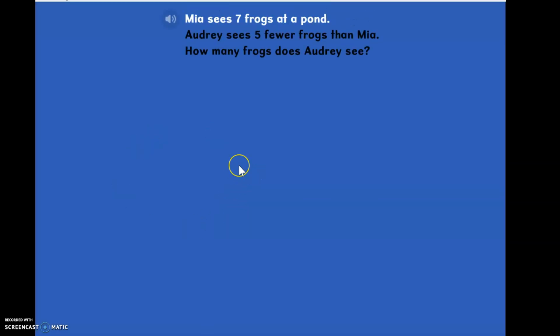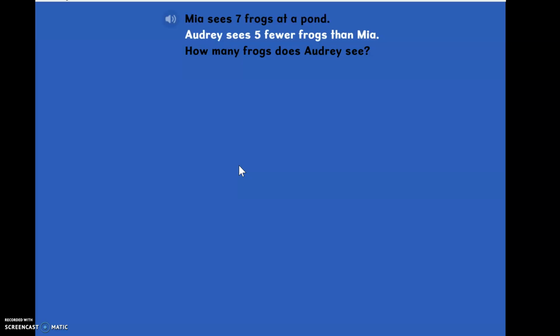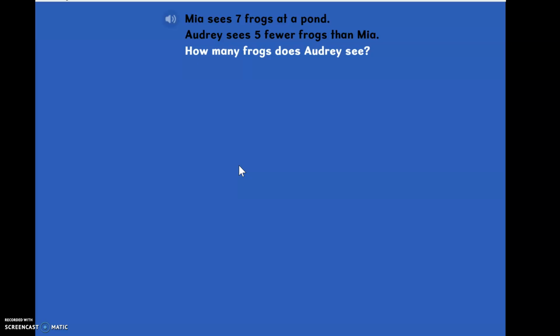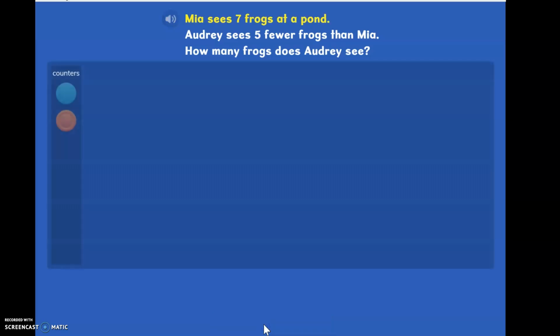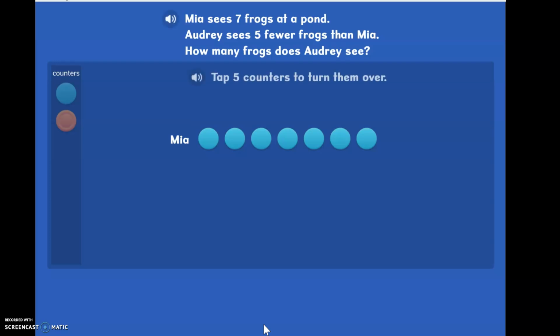This is compare, smaller unknown word problems. Mia sees 7 frogs at a pond. Audrey sees 5 fewer frogs than Mia. How many frogs does Audrey see? Okay. Mia sees 7 frogs at a pond. Audrey sees 5 fewer frogs than Mia. Let's subtract to find how many frogs Audrey sees.